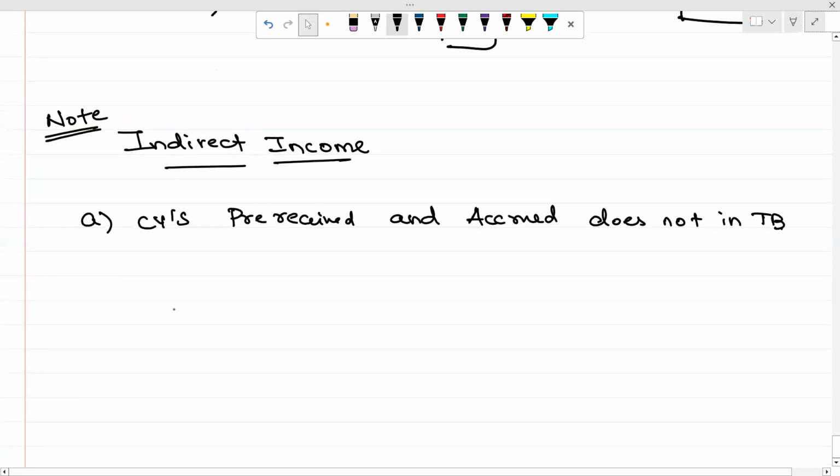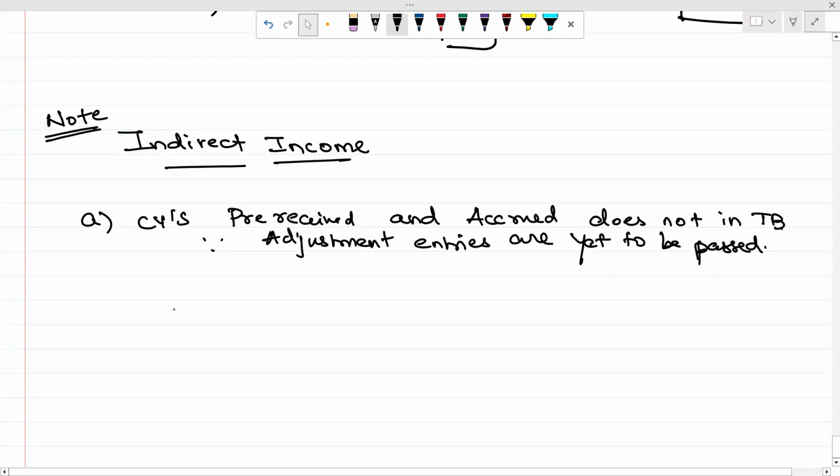It implies that adjustment entries are yet to be passed. Adjustment journal entries are yet to be passed. In those cases, current year's pre-received income, PRI means pre-received income, that is income received in advance.